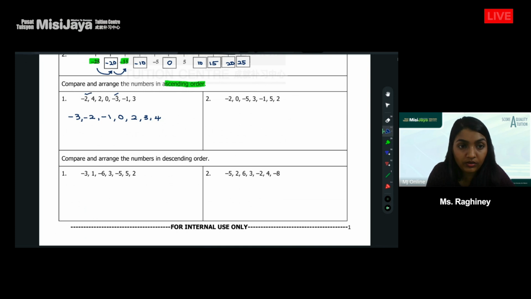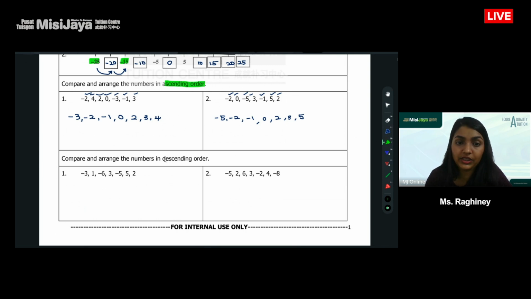So did I get them all? Yes, yes, yes, yes, yes, and yes. Okay, got them all. All right, nice. So let's look at number 2. Okay, in ascending order again. So which is the smallest one? We start with the smallest one. It's going to be -5. Okay, and then followed by -2. And then followed by -1. Followed by 0, followed by 2, 3, and 5. Okay, very simple.